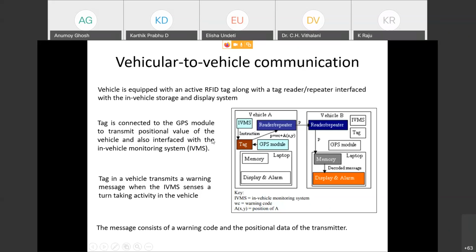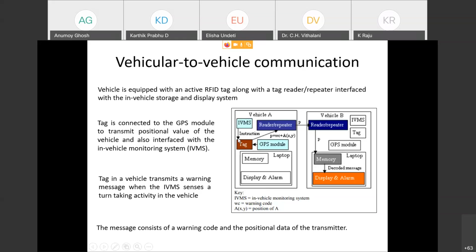That means whenever the vehicle tries to take a turn, the in-vehicle monitoring system, which is nothing but a sensor attached to the axle of the wheel, senses it, because whenever there is a turn motion, torque is generated, and that axle of the wheel gives out a sensing signal. Whenever that sensing signal is sensed by the tag, and as the tag has a GPS module, along with that it will send out a signal which is given as P = WC + AXY. WC means what? It is a warning code. Warning code means what?